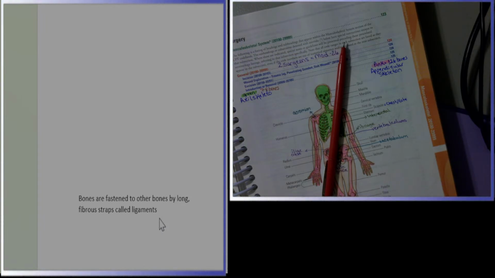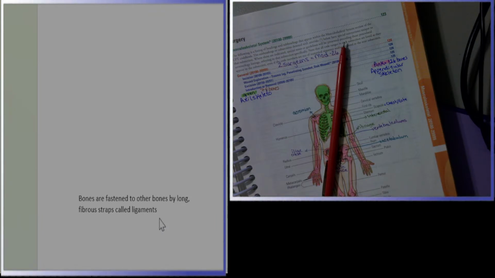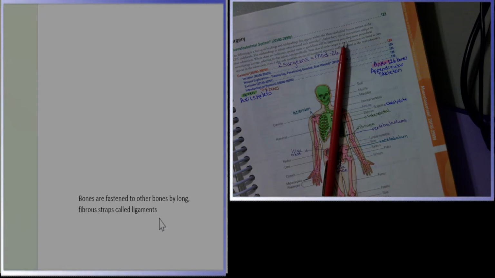But if you know, you better have: bones are fastened to other bones by long, fibrous straps called ligaments. Please make sure that is in your book, so you won't forget and you can go back to your book and find it at any point during your exam.